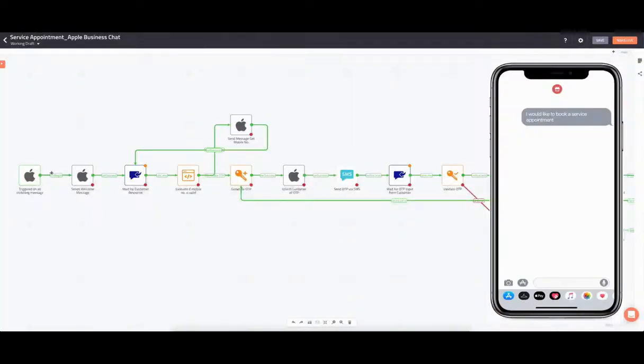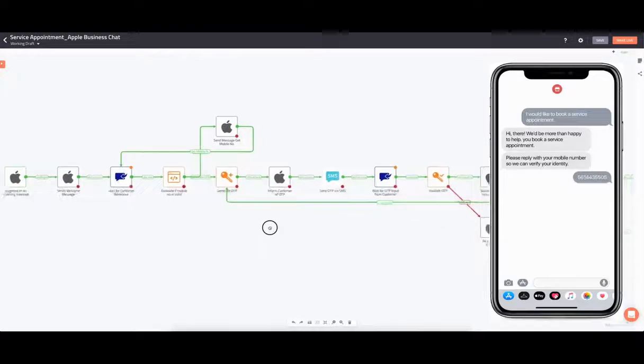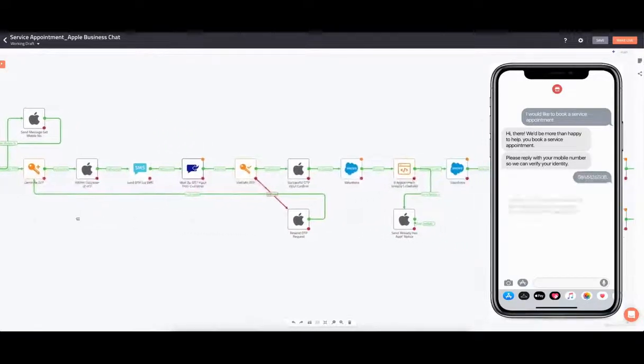Let's walk through an example of how Apple Business Chat can elevate your customer experience in the context of booking an in-home appointment service, which incorporates some of the channel's great native capabilities, such as Apple Pay. We start with a customer journey triggered by an inbound message. We then reply with an automated response before taking the customer through a two-factor authentication workflow using SMS to identify who they are.